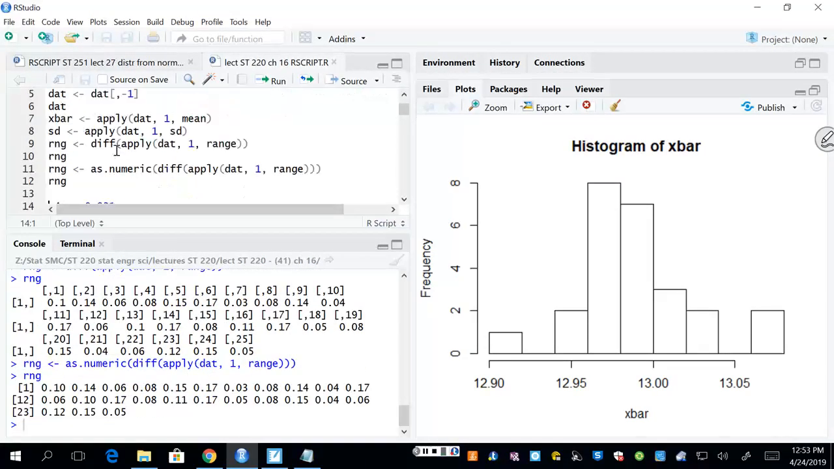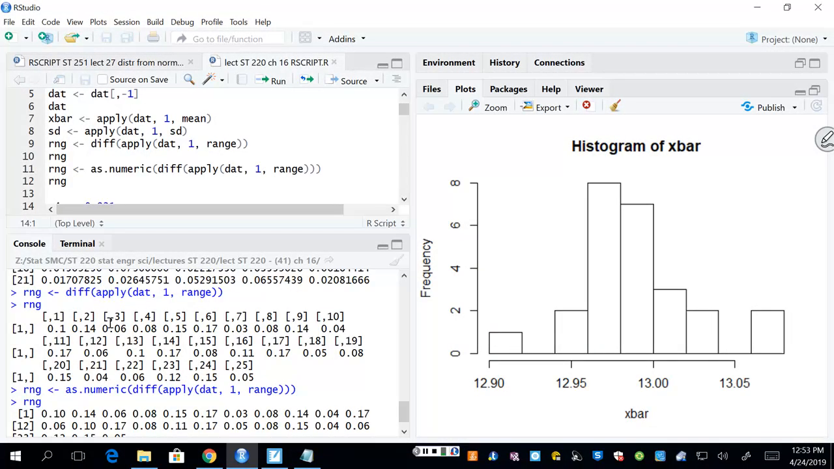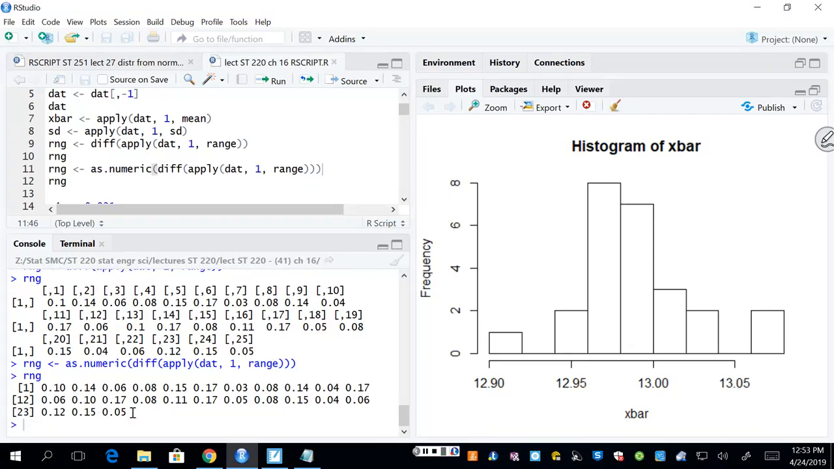And when I did this, the range gives you 2 numbers, and I'm taking the difference of those. It seems to, in its basic form, produce a matrix, but I only want 1 dimension. So if I make it a numeric value, it will erase that dimension and just give me a list of ranges. The range is from the smallest to the largest within a time period.